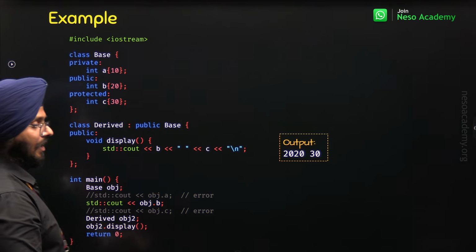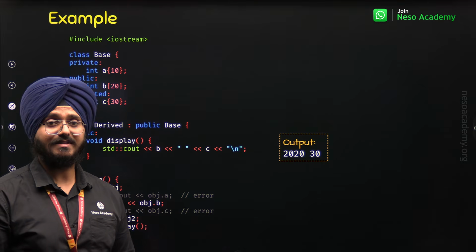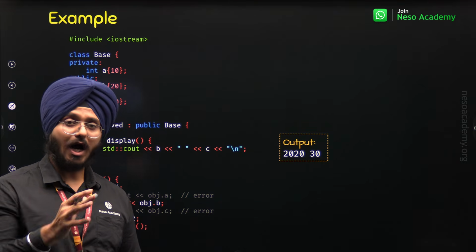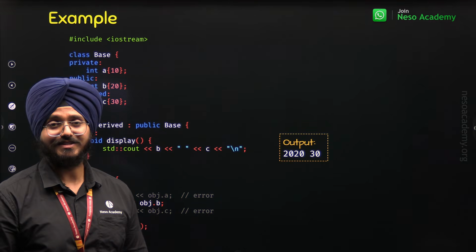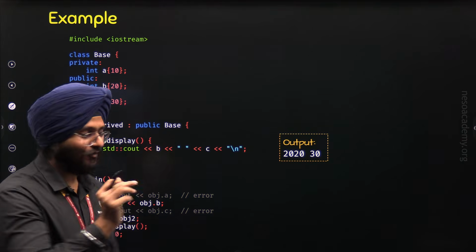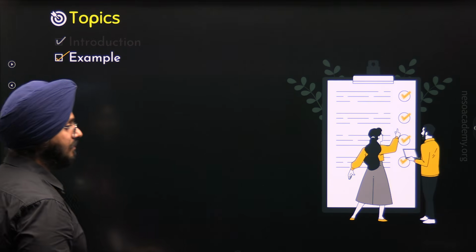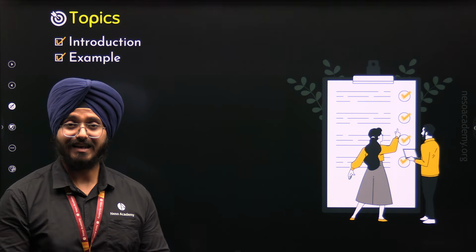So with this program, I hope it is clear to you what a protected access specifier is and how we can use the protected access specifier in our C++ programs. So with this, we are done with the second topic also, and this means we are done with this lecture.